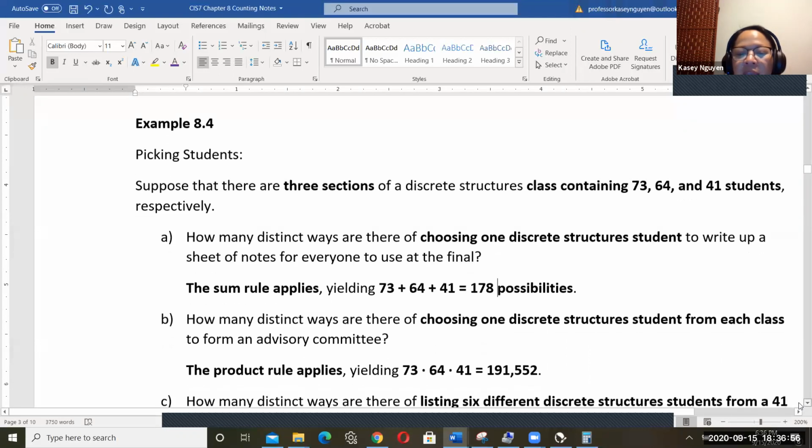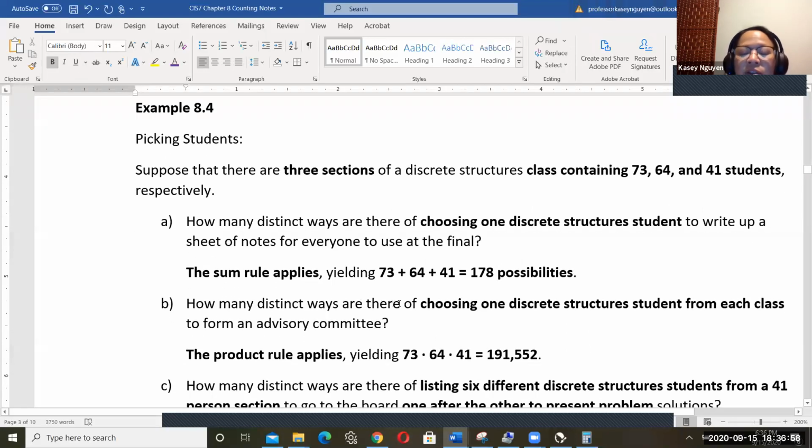Now for B, it asks you how many distinct ways are there to choose one student per class to be in the committee. So when we do this, we would use the product rule 73, 61, and 41, which gives us 191,552 variations of selection student. Okay.